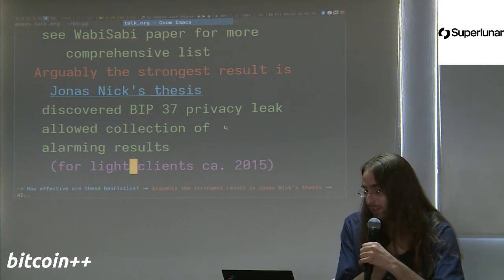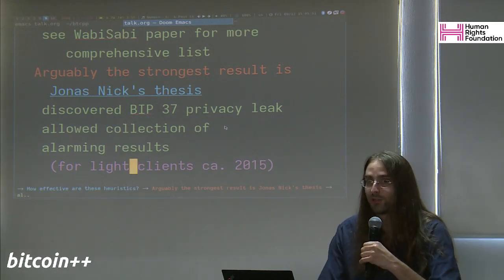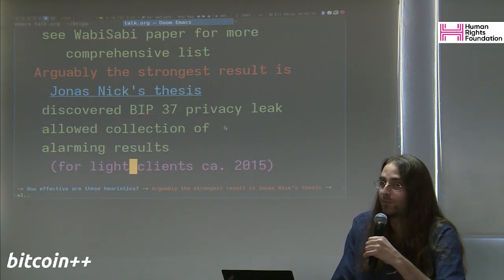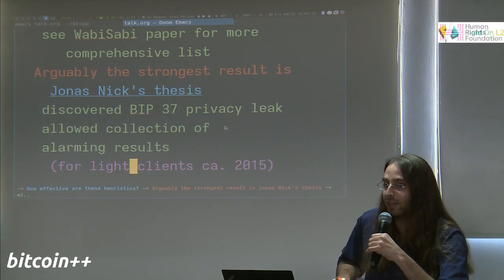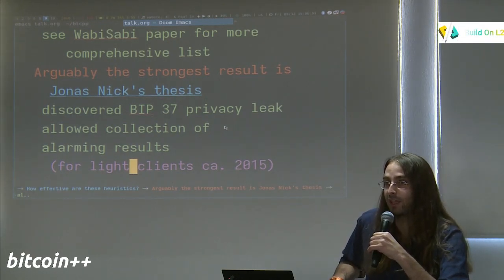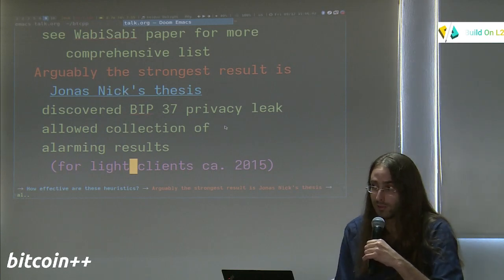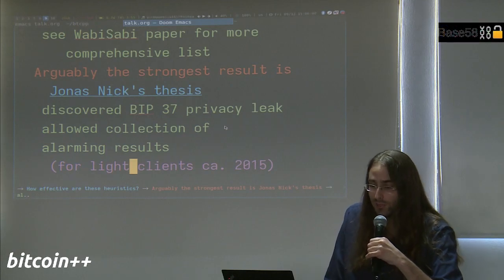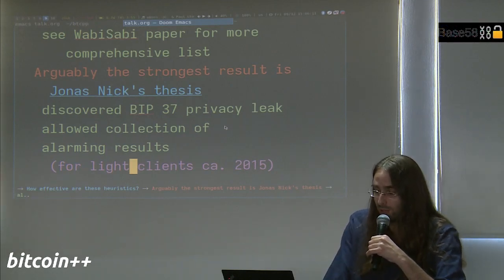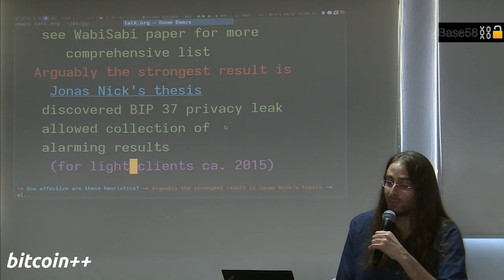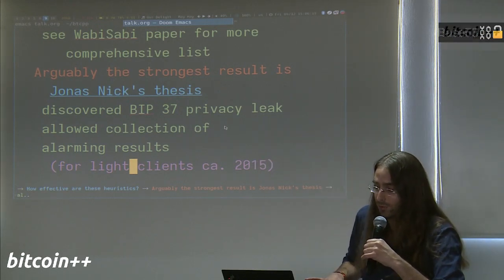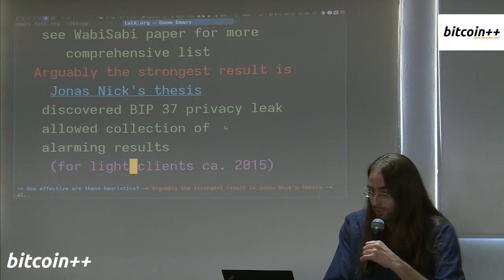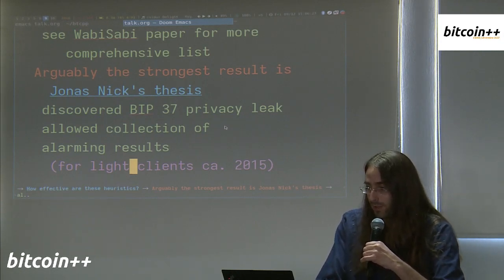And there's a selection effect here. It's light clients as of around 2015. But this allowed him to basically estimate for that class of clients how powerful are these heuristics, and he came up with a figure of greater than 80% recall. So if you only use the heuristics and you try to guess whether such an address belongs to a client based on these clustering heuristics, 80% plus of the time you would have been correct at the time.